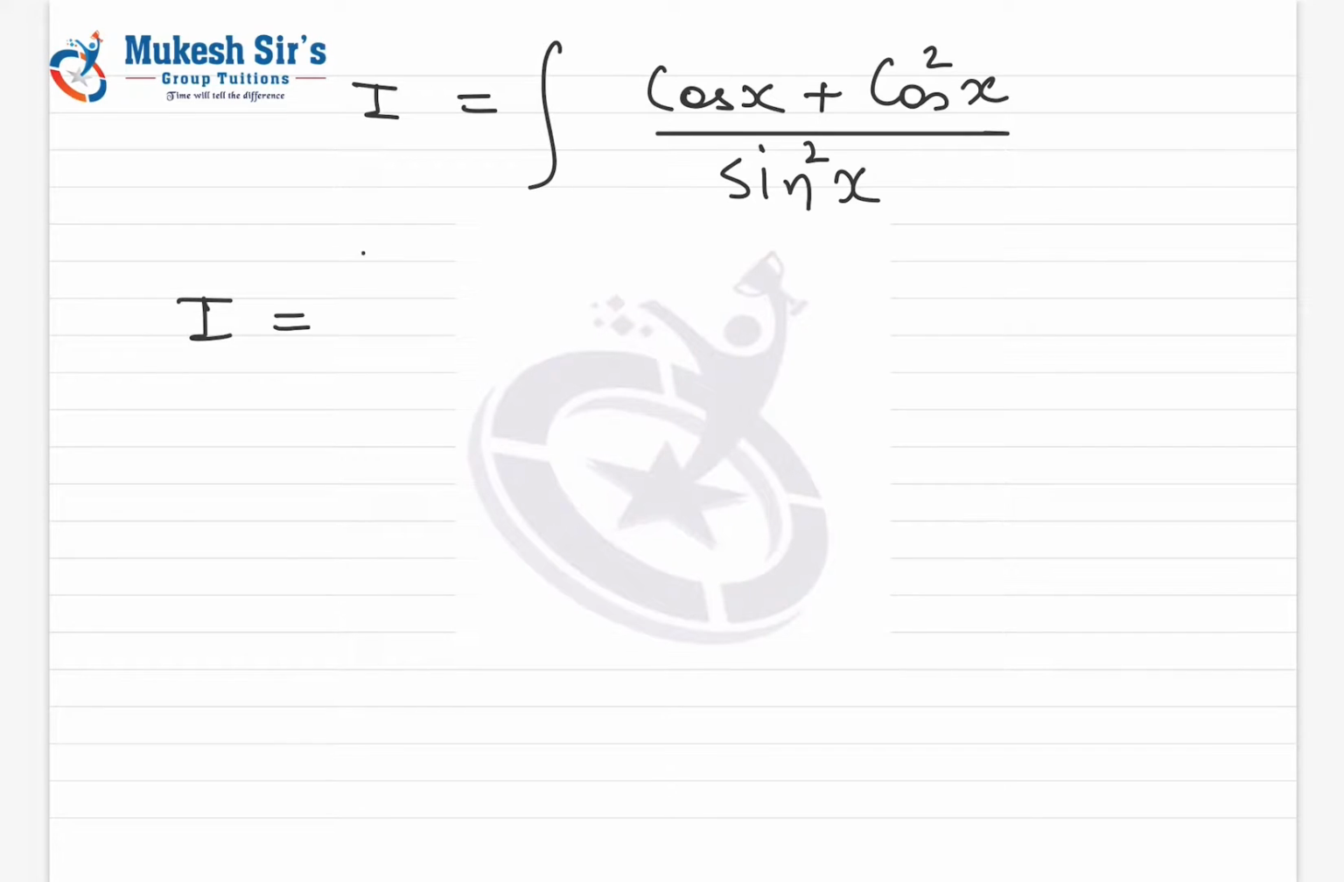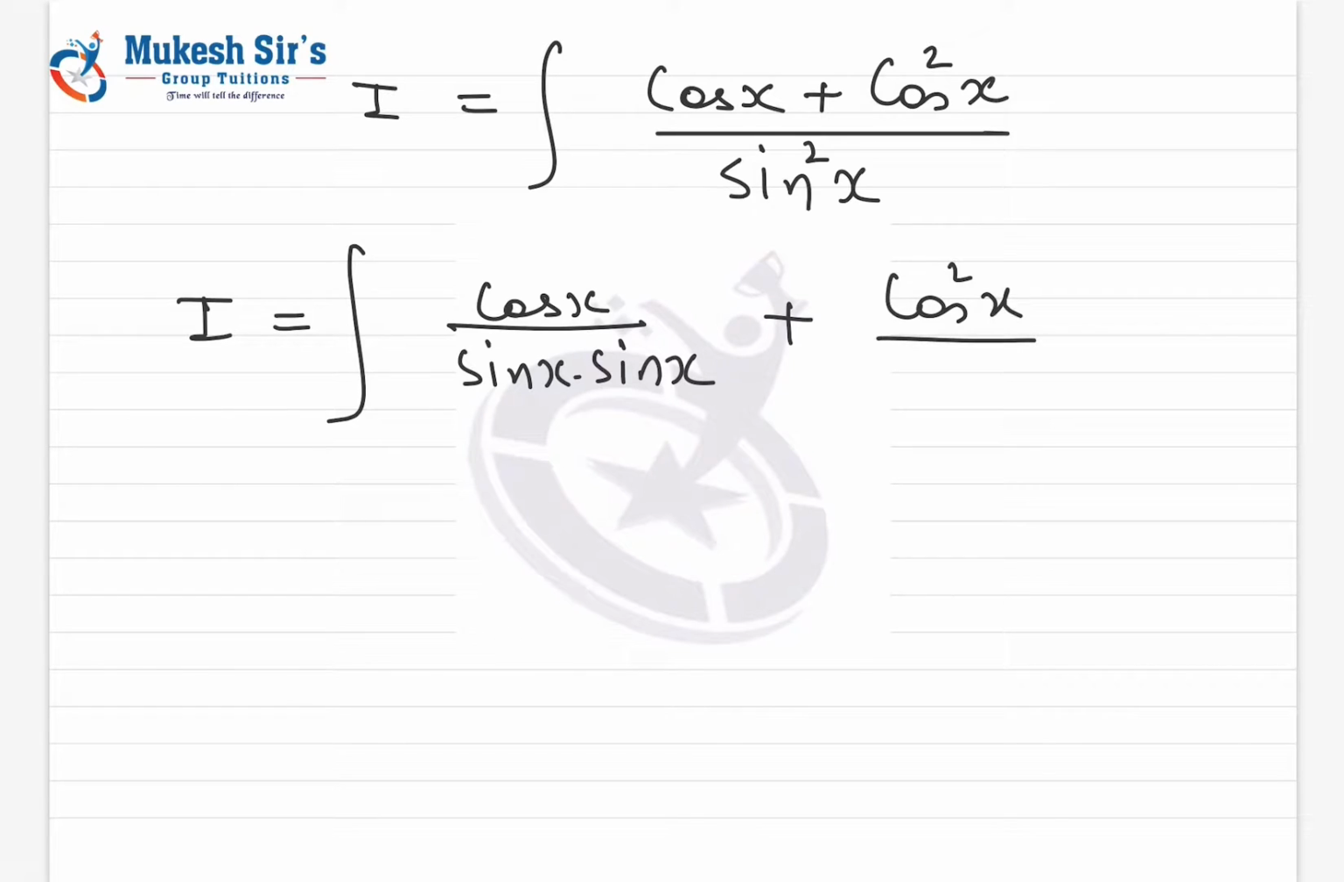So now again when you separate them, cos x upon sin square x. Sin square x is sin x into sin x, right? Plus cos square x upon sin square x. That cos square x upon sin square x you can directly write as cot square x, right? So we can write here cot square x.